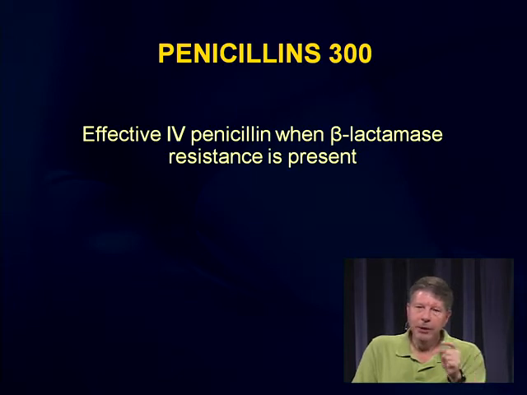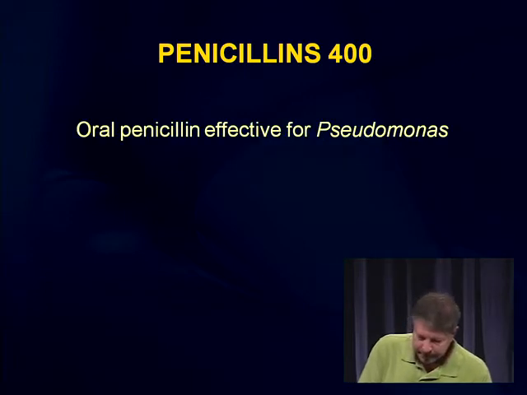Adding that inhibitor improves your gram-negative coverage really a lot, but also gives you anaerobic coverage too. Okay, so Unasyn, Zosyn, and Timentin all have good anaerobe coverage. And remember, Zosyn has really good Pseudomonas coverage. That's its one claim to fame. Now, is there an oral penicillin effective for Pseudomonas?